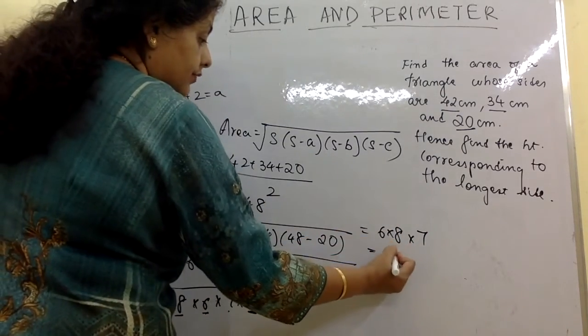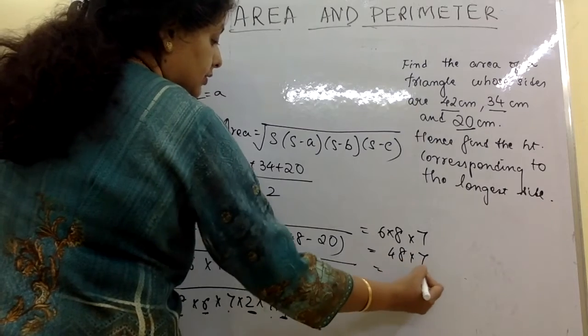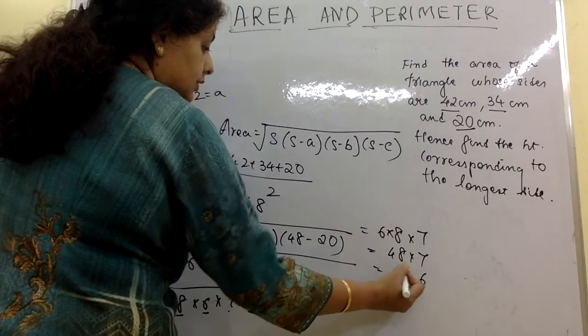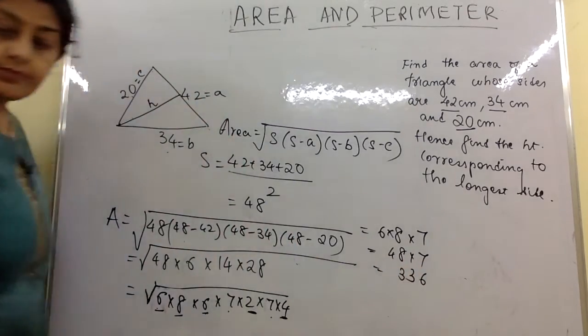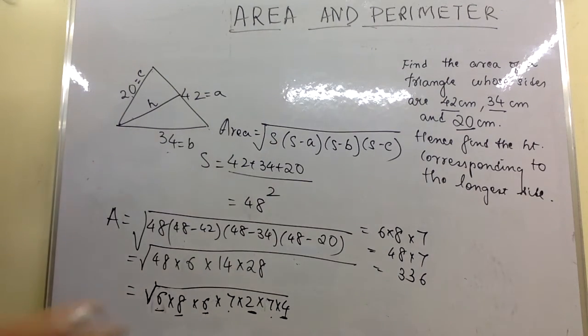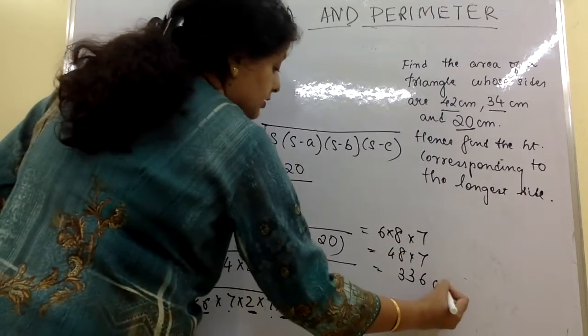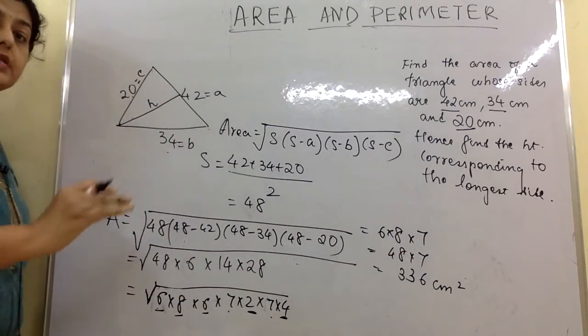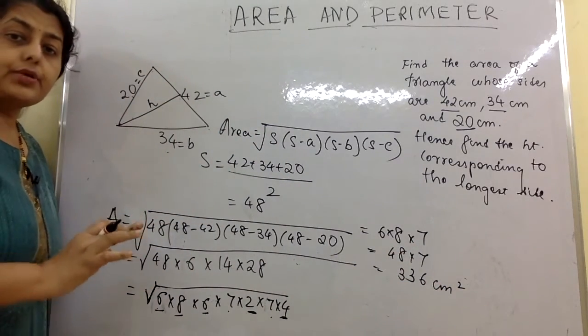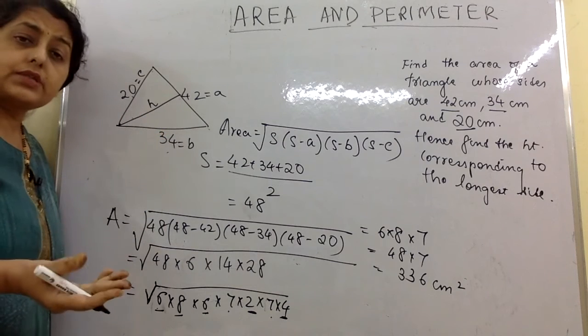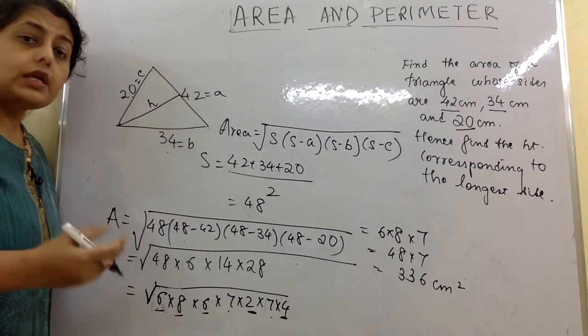effortlessly. So here 48 into 7. Okay, 56. So I get a 336, this is centimeter square, my area, but that is not the end of the sum. Okay, I have got the area of the triangle. They didn't ask for the area only. What to do now? Okay, what have they asked?